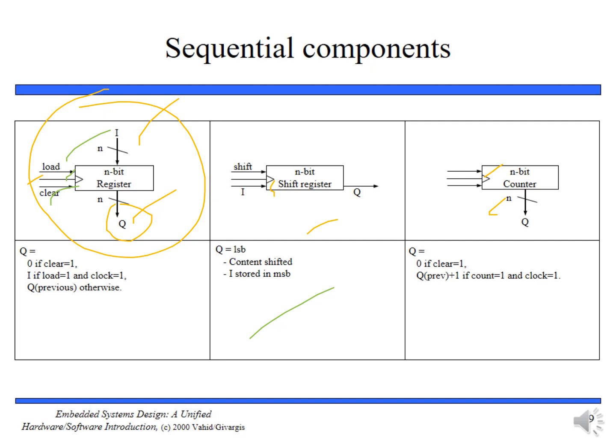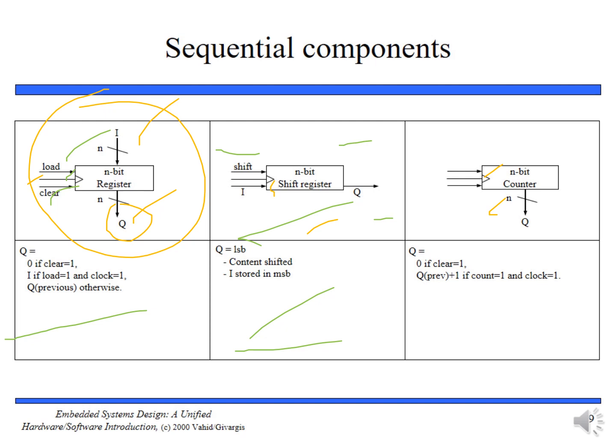Now a shift register stores n bits, but these bits cannot be stored in parallel, as I told you they are in a parallel load register. Instead, they must be shifted into the register serially, meaning one bit per clock edge.